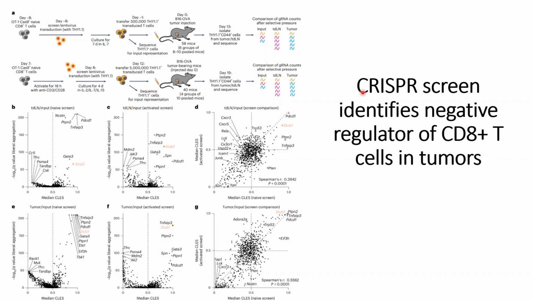In this video, we will discuss how this CRISPR scan identifies negative regulators of CD8 plus T cells in tumors. For this, they first prepare gene knockout libraries.